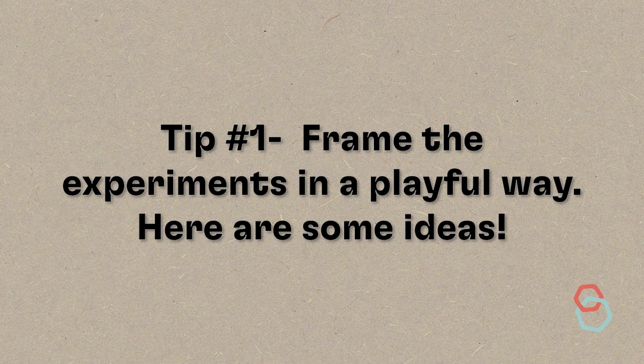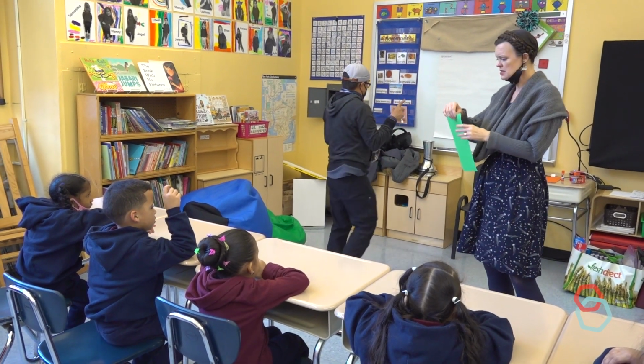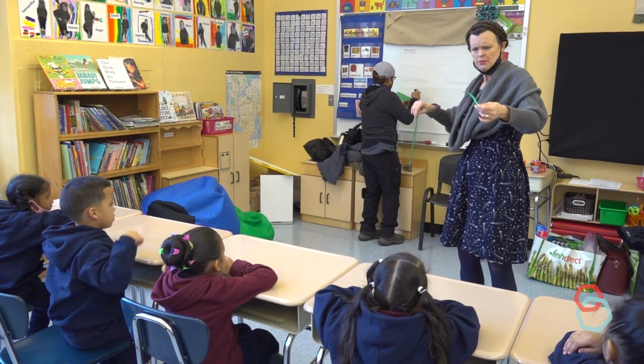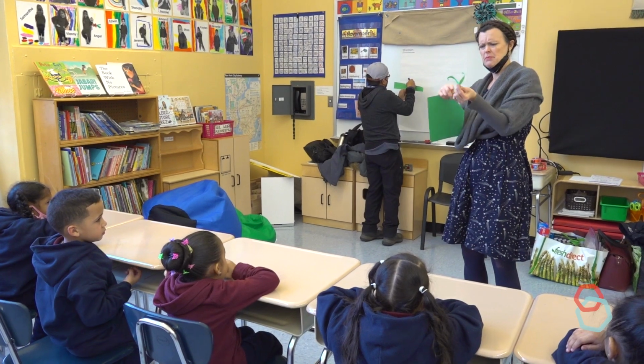Tip number 1. Frame the experiments in a playful way. Here are some ideas. Set up a fun role for the kids to play. For example, laughing like an evil scientist whenever you make an interesting discovery.